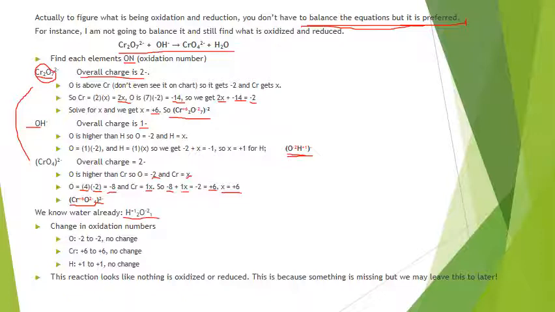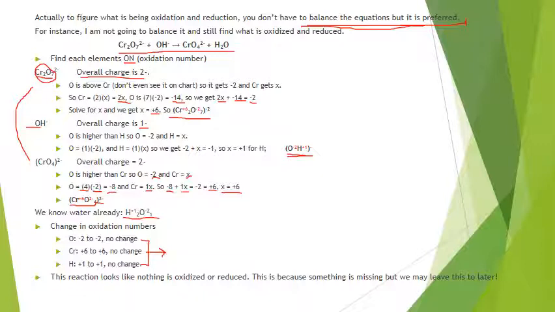And let's look at the change in oxidation state. So oxygen goes from -2 to -2, so nothing changes. Chromium goes from +6 to +6, nothing changes. And hydrogen also goes from +1 to +1, it doesn't change. So it looks like nothing is being oxidized or reduced here.